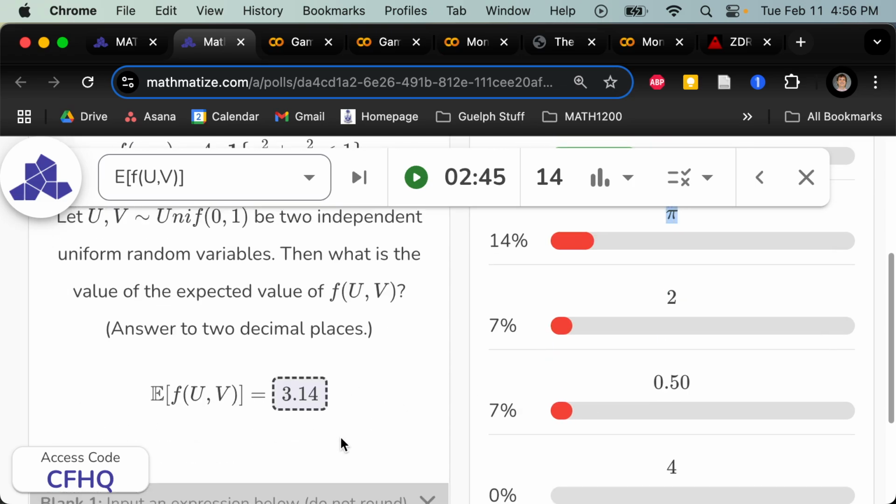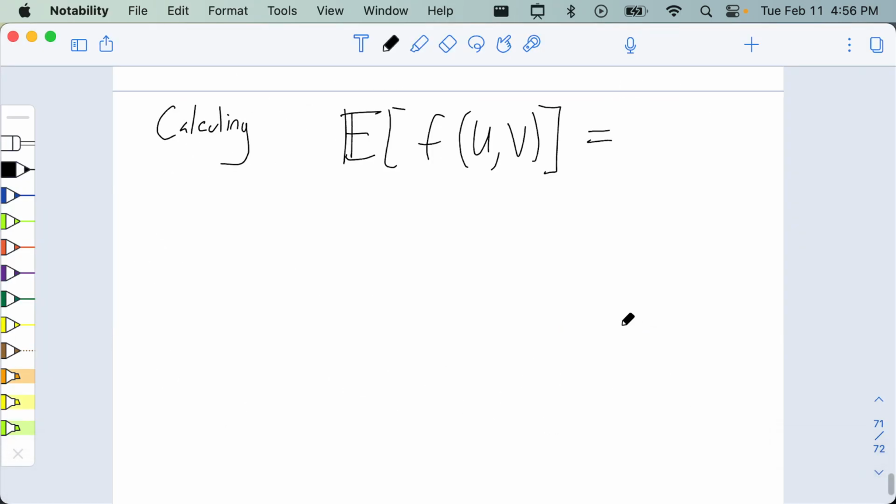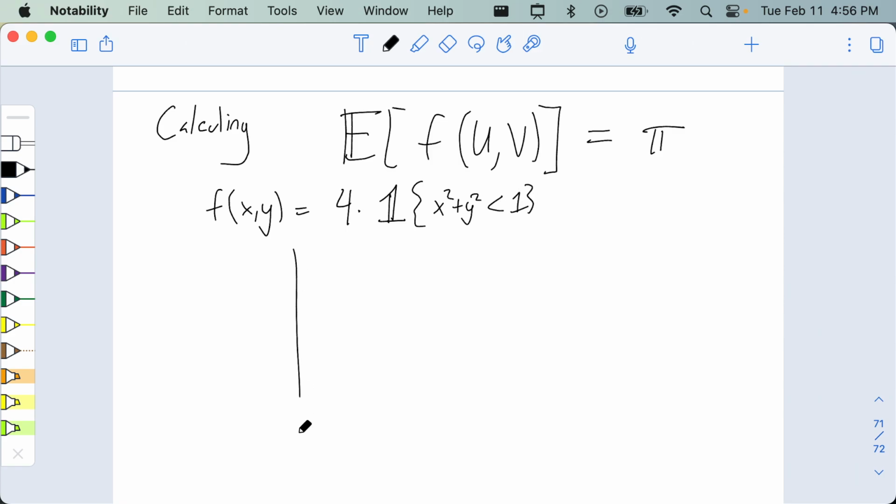So this thing is exactly pi. Why is it exactly pi? Let's draw a picture. So this thing is pi for the function f of x, y, which is 4 times the indicator that x squared plus y squared is less than 1. And that's because if you draw this geometrically, we're picking a uniformly random point in the square.